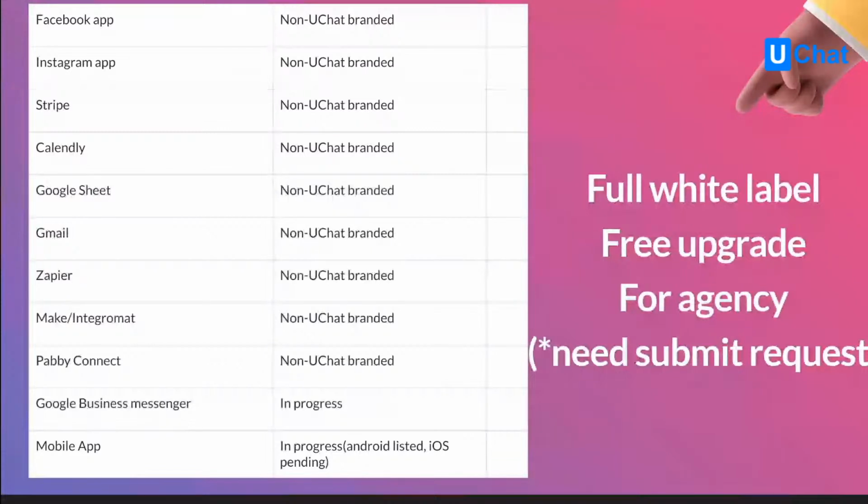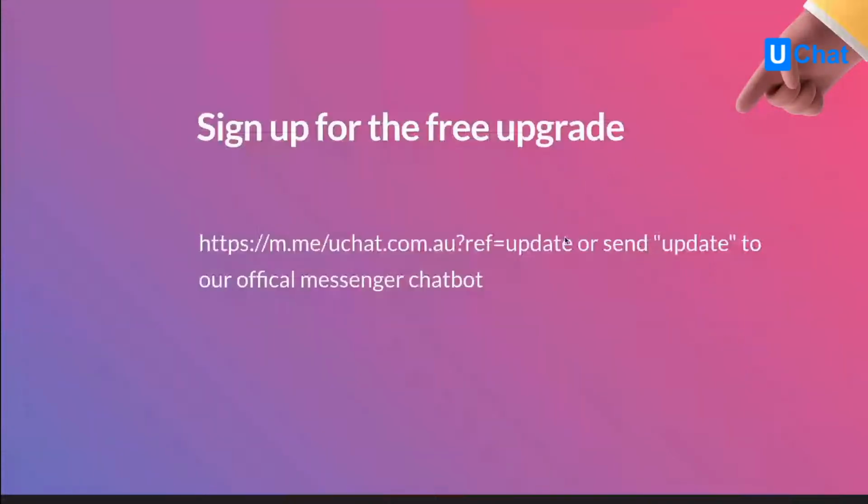So now let me go through how you can get this free upgrade. Basically, you need to click this link, okay? And also, you can send the update to our official Messenger chatbot. It will trigger a flow, and we will get your information. Basically, what we are asking is your main workspace ID and also your email address, okay? And then we will upgrade for you for free.